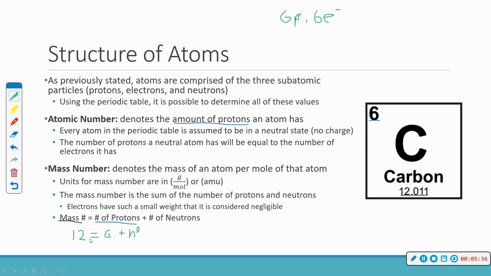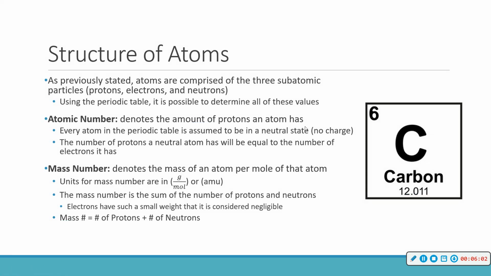We can rearrange this equation, or you can just subtract the mass number by the number of protons to get the number of neutrons. 12 minus 6 is 6, so carbon also has 6 neutrons. And if you really wanted to, you can verify this answer by just adding up your protons and your neutrons. If the protons plus neutrons gives you a number that's equal to the mass number, congratulations, you did it right.